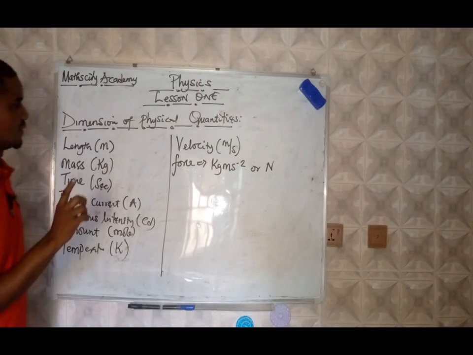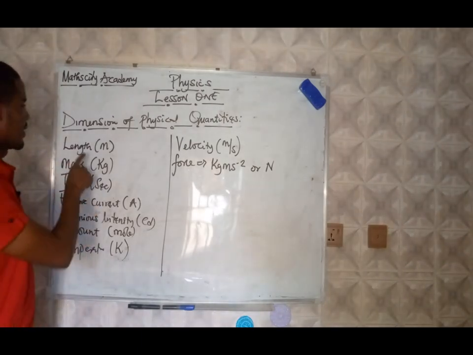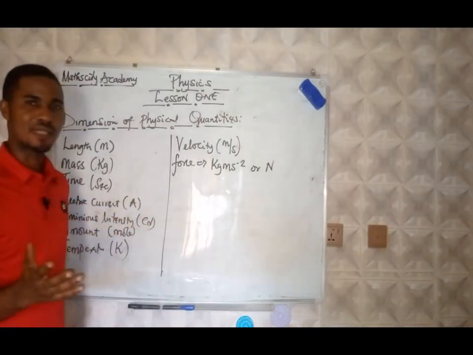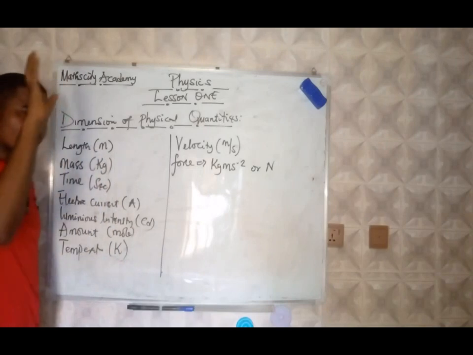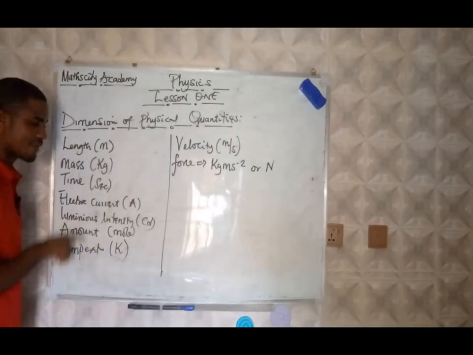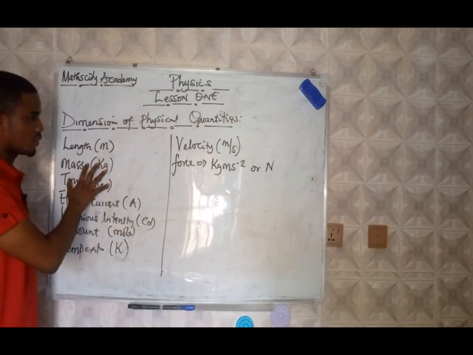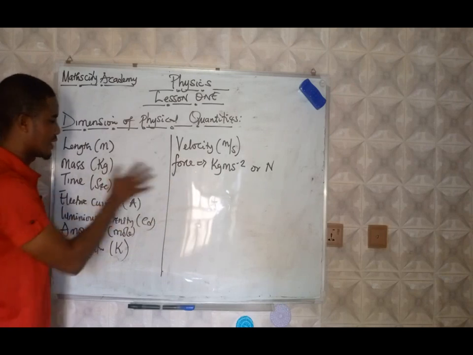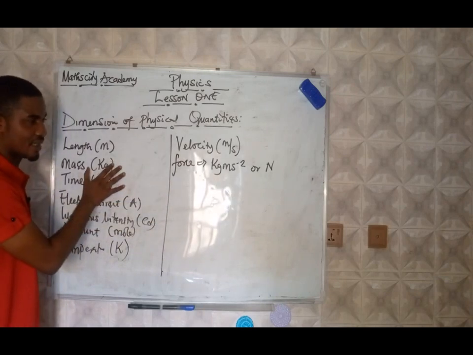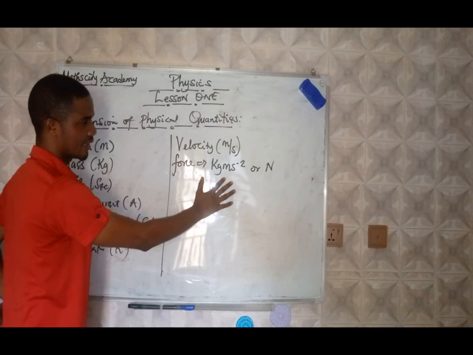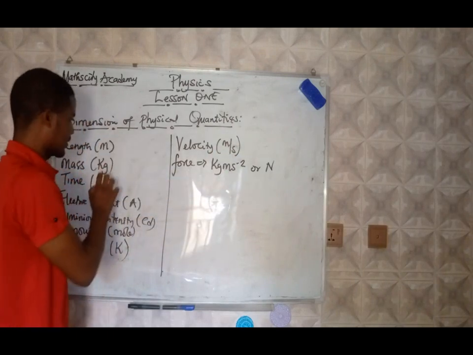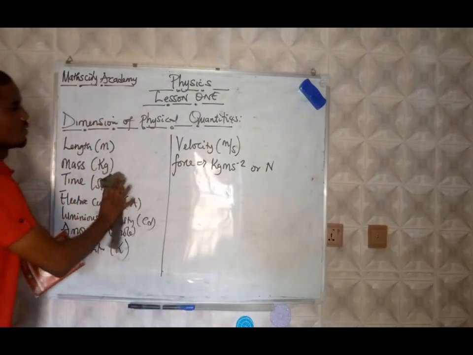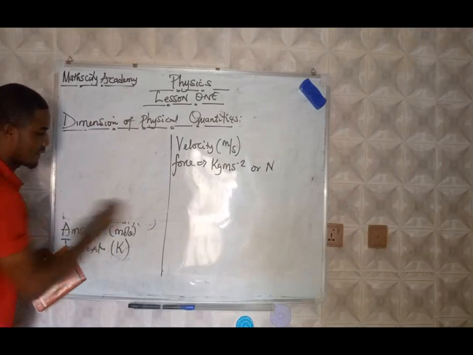Why all this? We have said that as a matter of fact, fundamental quantities are only 7. But the derived quantities are many. They are not numbered. They are many. Of all the physical quantities in this world, only 7 of them are fundamental. And we have told you that the difference between the fundamental and the derived is based on their unit of measurement. If it is unique to them, it's fundamental. If it is a combination of one or two of these, then it is called a derived quantity.